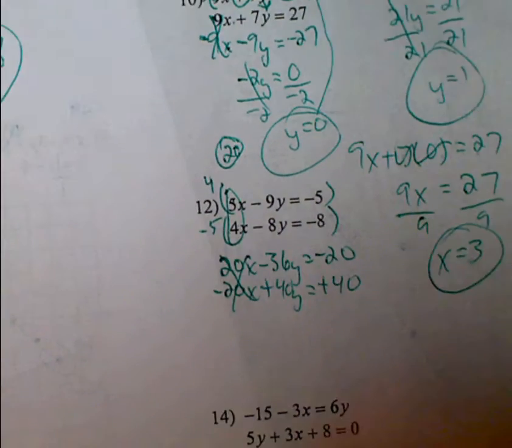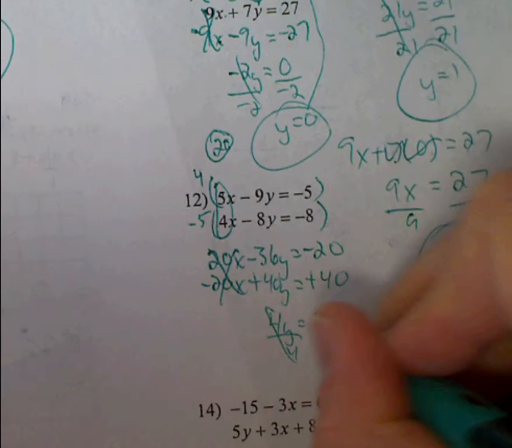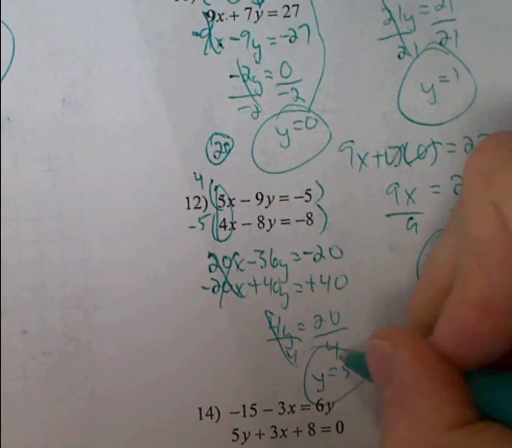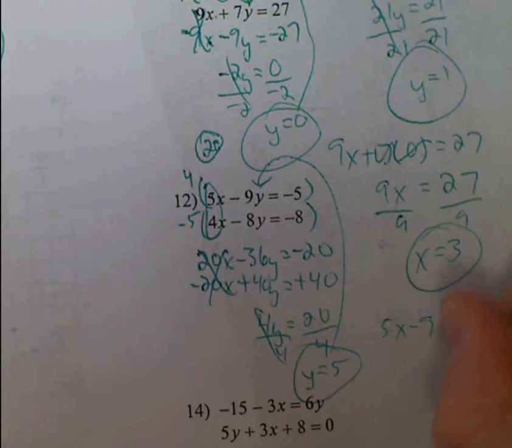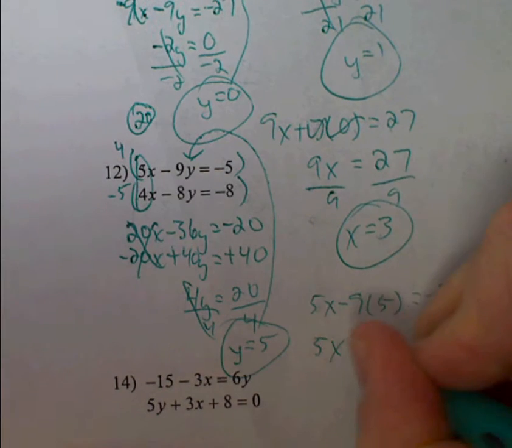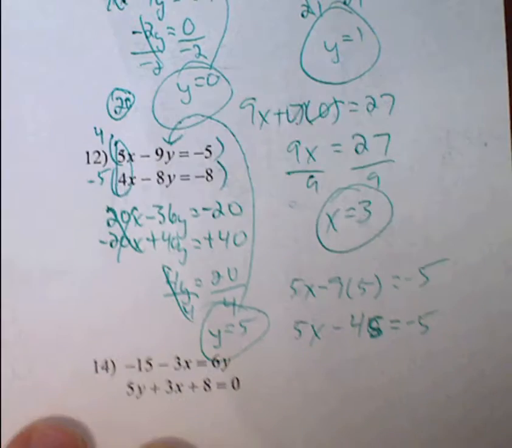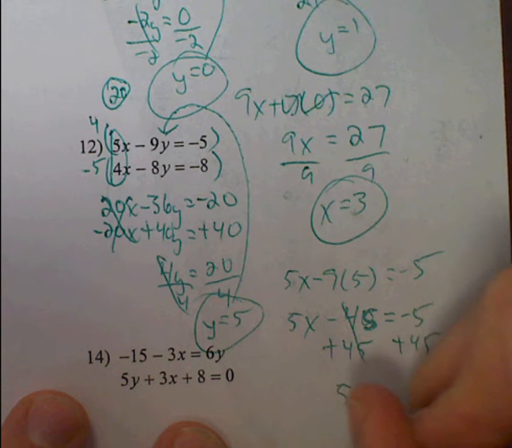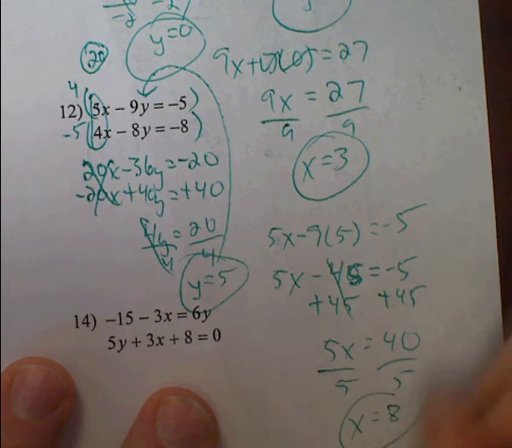This eliminates. I get 4y equals 20. Divide by 4. Y equals 5. If y equals 5, I plug it back into the original equation. I get 5x minus 9 times 5 equals negative 5. 5x minus 45 equals negative 5. Add 45, add 45, 5x equals 40. Divide by 5, x equals 8.